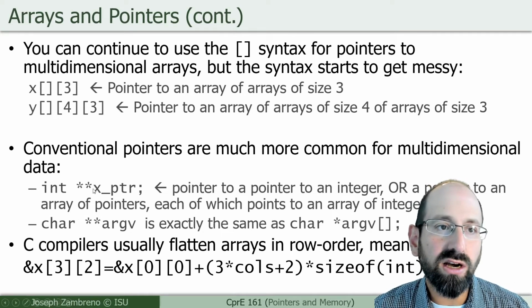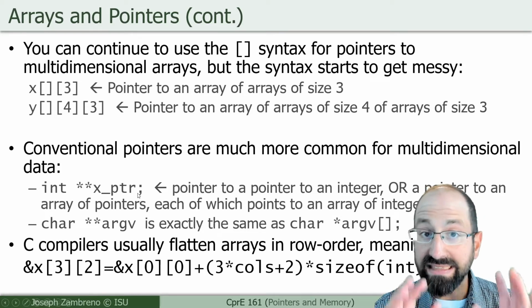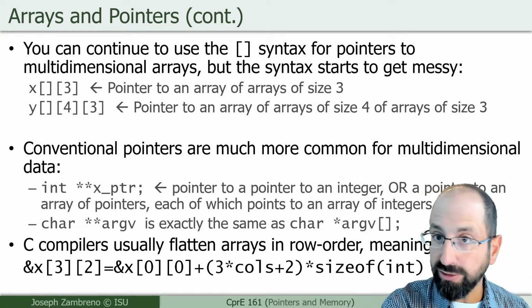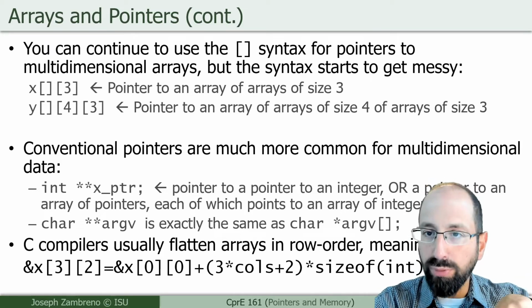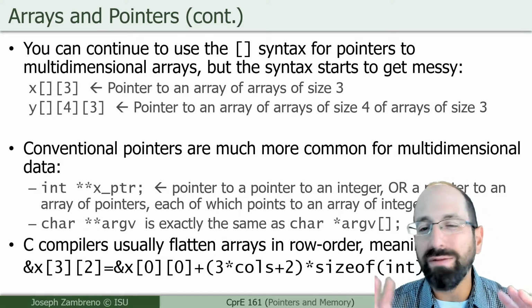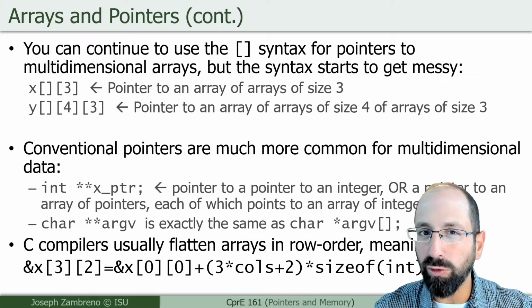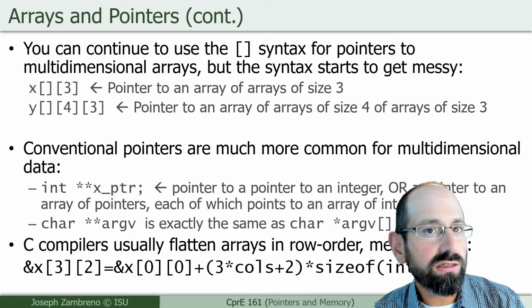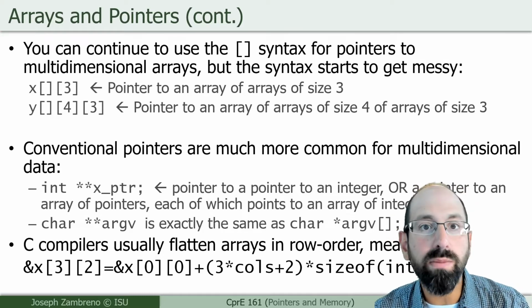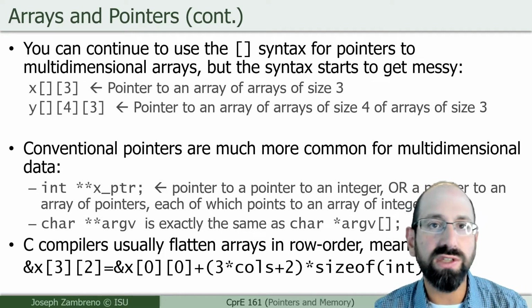So int star star x is a pointer to an integer, as we saw, or it actually could be a pointer to an array of pointers, each of which then points to an array of integers. We'll probably have to draw that out for that to make sense as we work with multi-dimensional pointers. We don't do a lot of that this semester, but we do a little bit of it, so I do want to make sure we have some reasonable examples associated with it.